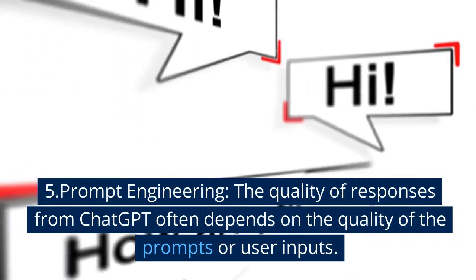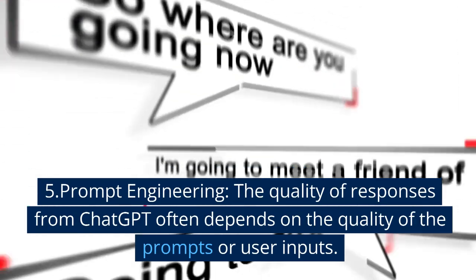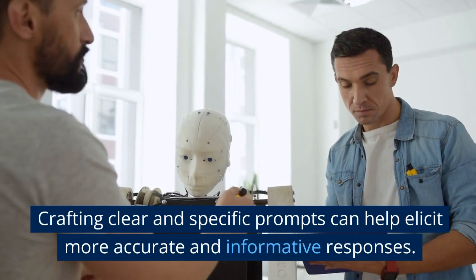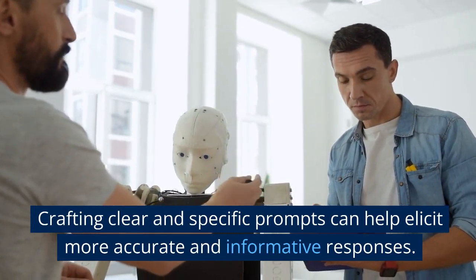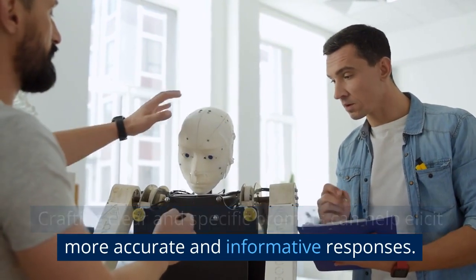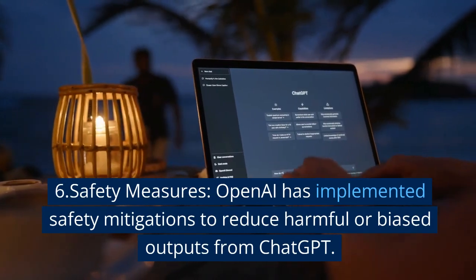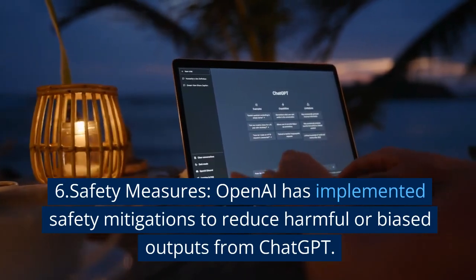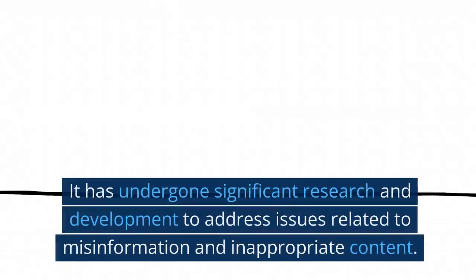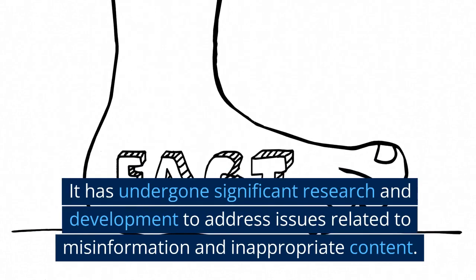5. Prompt engineering. The quality of responses from ChatGPT often depends on the quality of the prompts or user inputs. Crafting clear and specific prompts can help elicit more accurate and informative responses. 6. Safety measures. OpenAI has implemented safety mitigations to reduce harmful or biased outputs from ChatGPT. It has undergone significant research and development to address issues related to misinformation and inappropriate content.